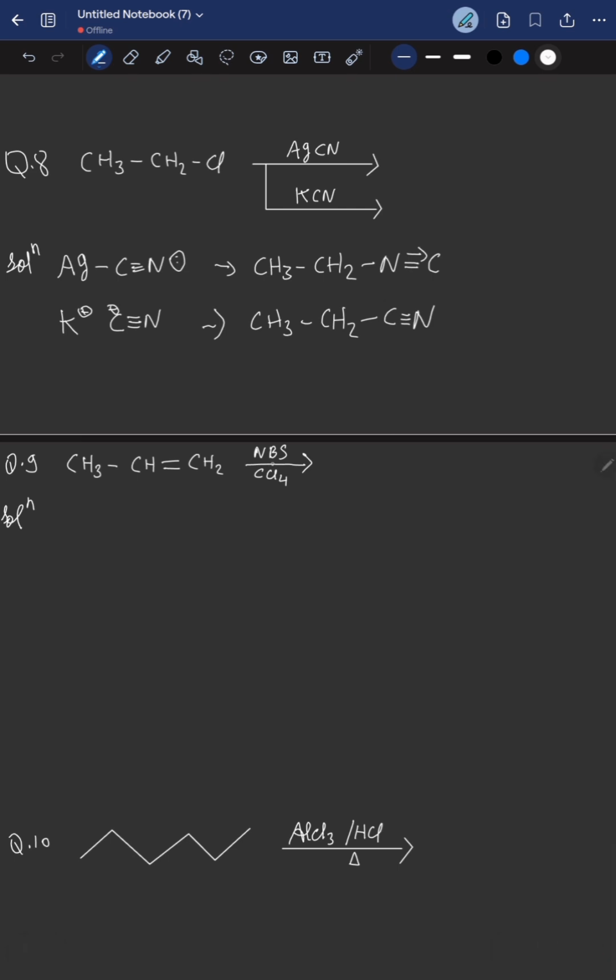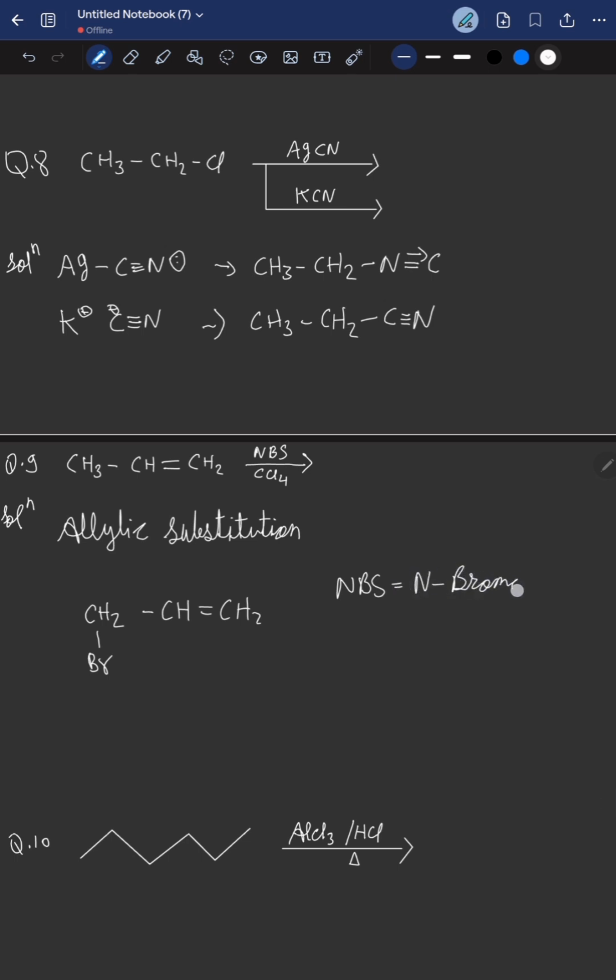Next question. Propene in presence of NBS and CCl4. Now NBS causes allylic substitution. You should remember this, it is an important point. Just remember that it causes allylic substitution, and your answer would come. So the product would be CH2Br single bond CH double bond. The full form of NBS is N-bromosuccinimide.